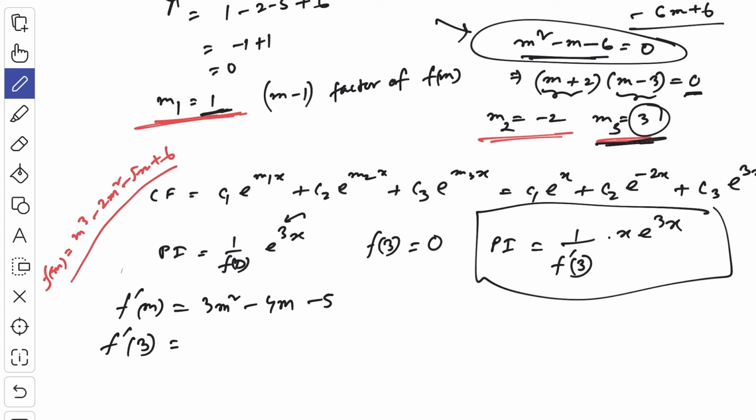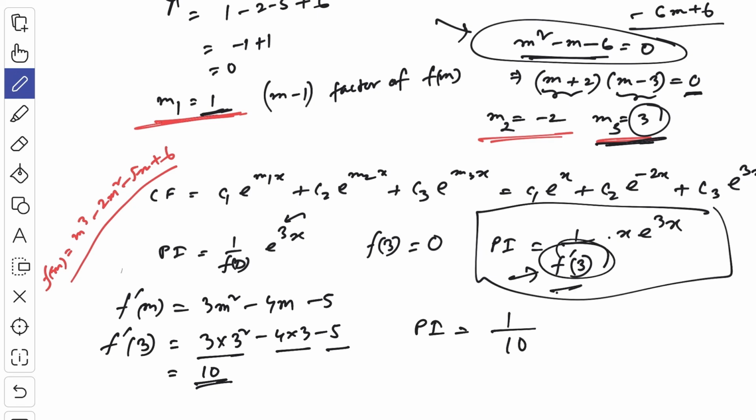So f dash of 3, when m is equal to 3, then what will you get? 3 into 3 square minus 4 into 3 minus 5, and that's going to be equal to, I think, 10. If you calculate this, this is 27 minus 12, then minus 5, so that's going to be 10. So we have got f dash of 3 is equal to 10. So our PI will be equal to 1 by 10 into x e to the power thrice x, or you can write it this way, x into e to the power thrice x by 10.